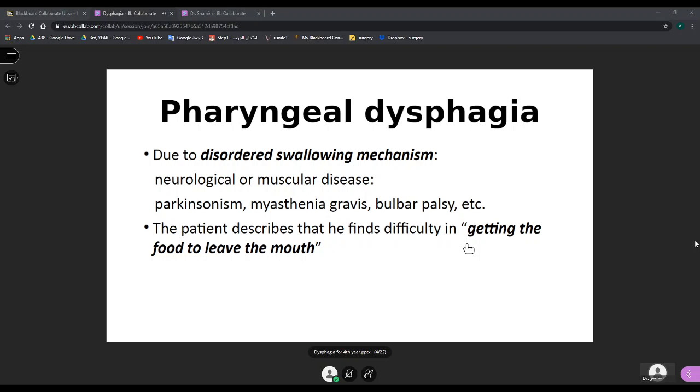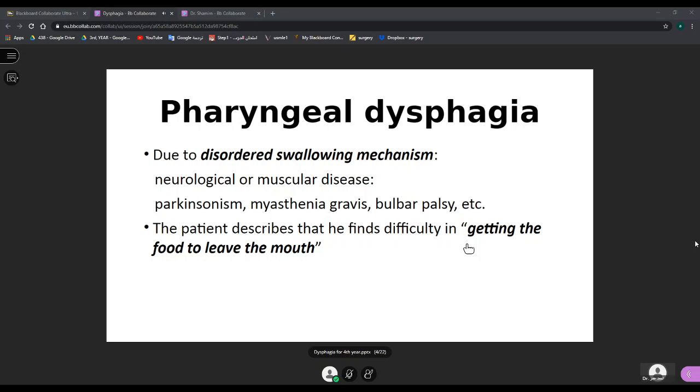Yes, actually you can do two things. First of all, you can ask the patient directly, where do you feel the difficulty? If he tells you, for example, that he has difficulty in swallowing, then you can ask him directly, where do you feel that difficulty during swallowing, and the patient might point to the area of the upper part of the neck, and this will clearly tell you where this dysphagia lies, so this patient will have pharyngeal dysphagia.